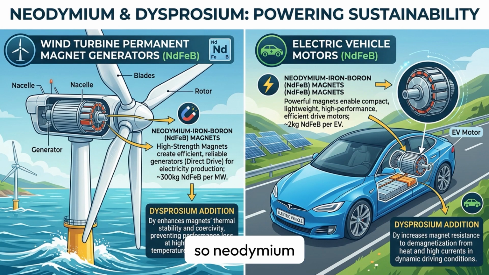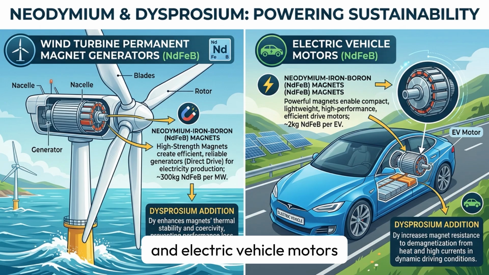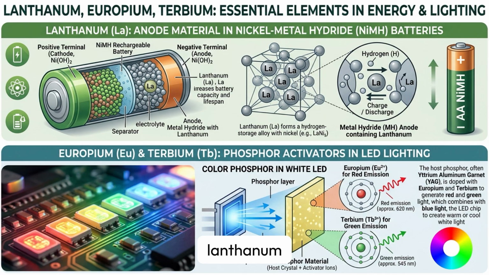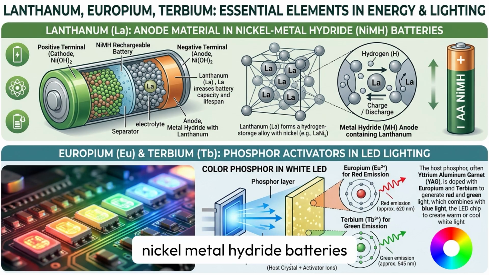So neodymium and dysprosium are essential for powerful permanent magnets in wind turbine generators and electric vehicle motors. Lithium is used in nickel metal hydride batteries. Europium and terbium create the colors in LED lighting.